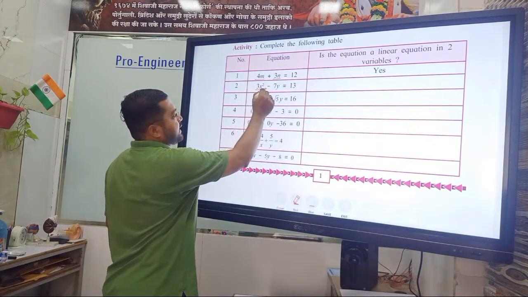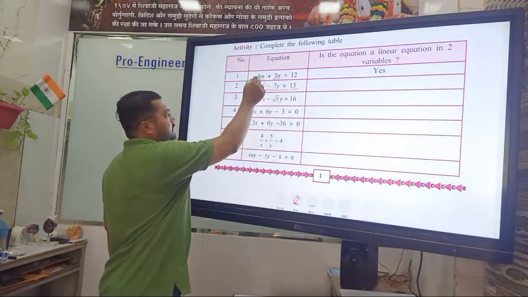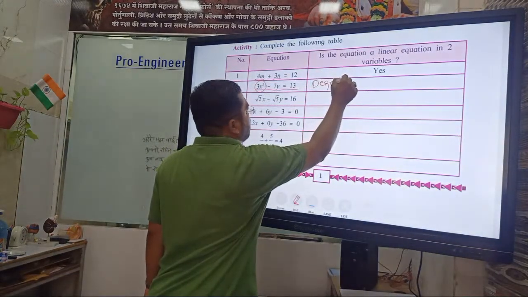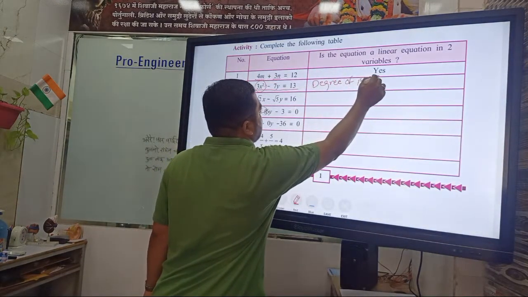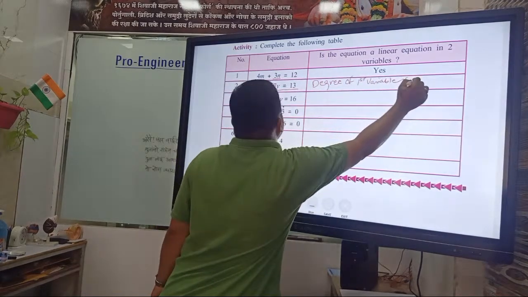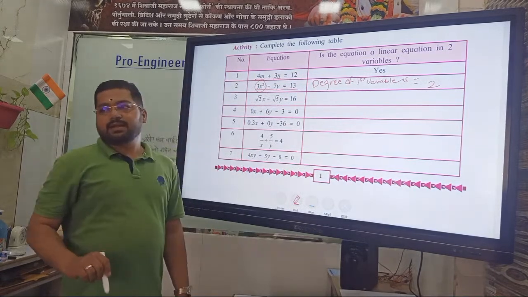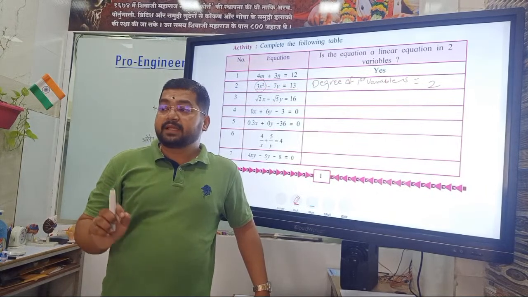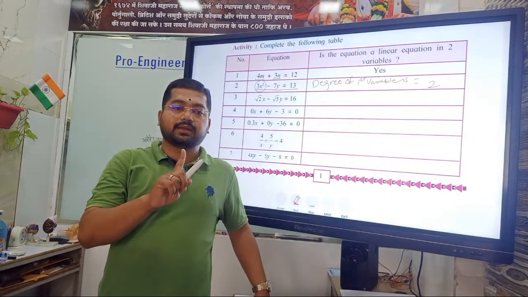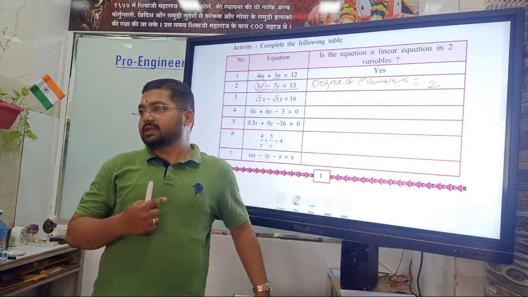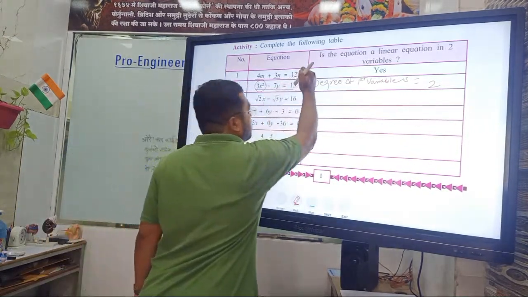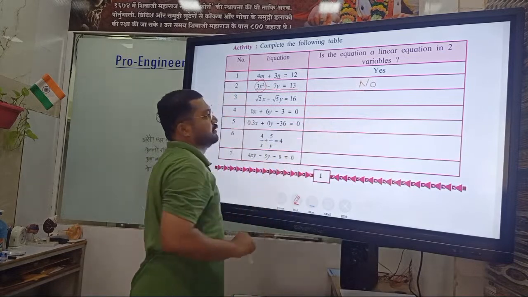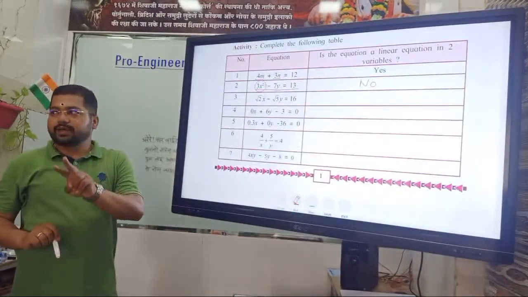Now look at the second. Here the degree of the first variable is 2, right? As far as the definition is concerned, what have they asked? They said the degree of variable must be 1. Now here the degree is 2. So this is not a linear equation in two variables.